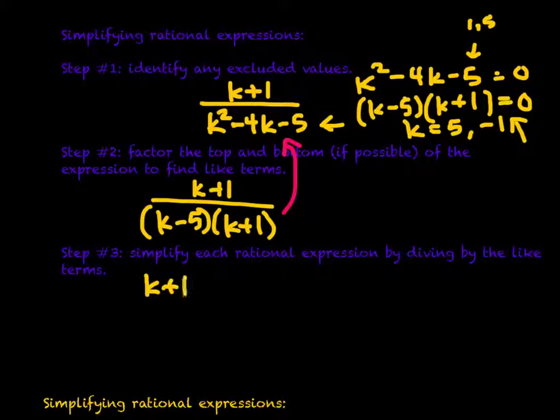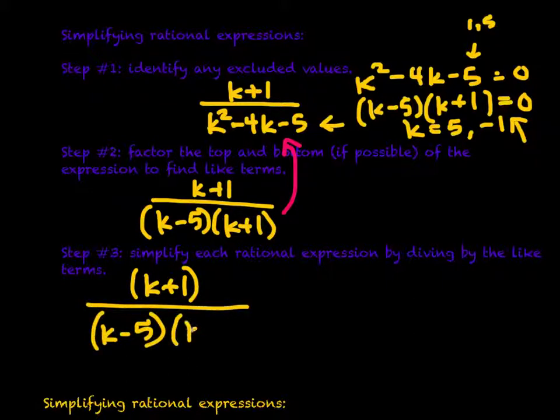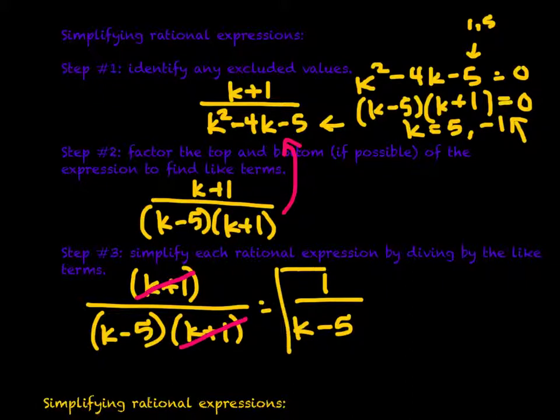So we have k plus 1 on the top over k minus 5 times k plus 1. So our common term that we could potentially factor out is k plus 1 over k plus 1. K plus 1 over k plus 1 is essentially just a special way of writing the number 1. So we have essentially 1 over 1 there, so we could say that is all equal to 1 over k minus 5, everything that is left over.